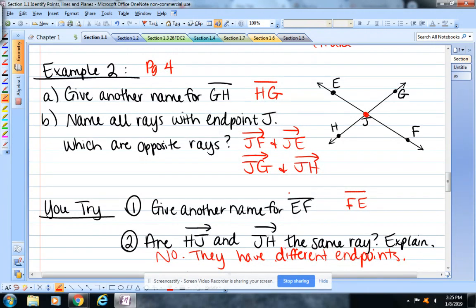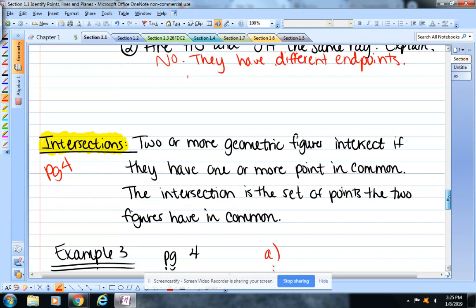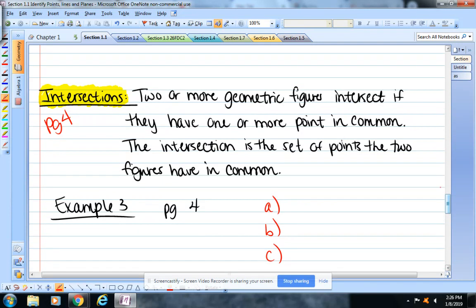All right, the next thing we need to talk about today is an intersection. You don't have to write down that example 3. We're not going to do it. We're going to go over it out loud.